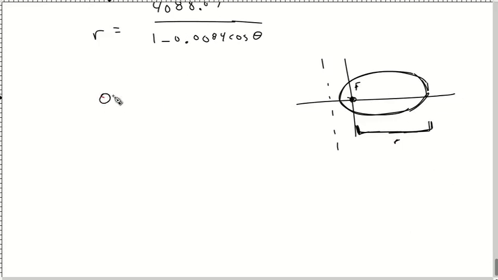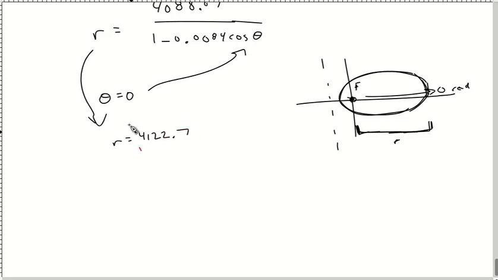Well, I'm going to plug in theta equals 0. Like 0 degrees, 0 radians. So like you can see this direction here is 0 radians. So I'm going to plug that 0 in right there. And I'm going to get an r value. And I did that in Desmos. And I got r is equal to 4122.7. I don't know, kilometers, miles, whatever they're asking. Okay, so that was easy. It's pretty easy stuff there.